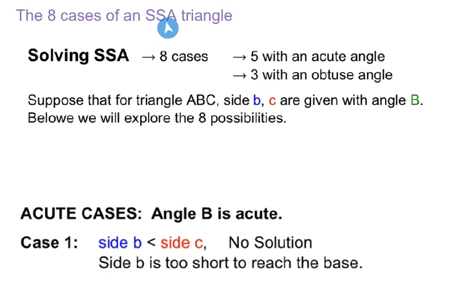So if we're trying to deal with an SSA triangle, we have 8 cases that we must consider. We have 5 cases that occur when the angle given is acute, and then 3 situations that could occur when the angle given is obtuse. So remember, an acute angle is between 0 and 90 degrees, and an obtuse angle is going to be between 90 and 180.